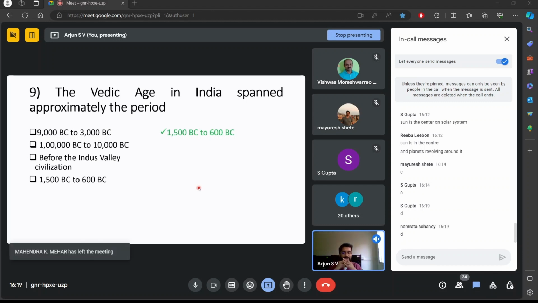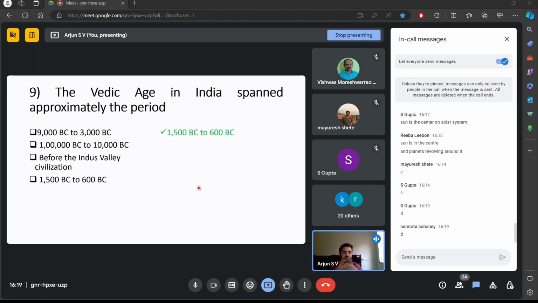Just as I said in the previous half an hour or 1 hour of this lecture, none of the ages in India can be pinpointed to any time frames. Historians are just saying that the Vedic age might have been between 1500 and 600 BC because some sources of data from Vedic history point to these time frames.